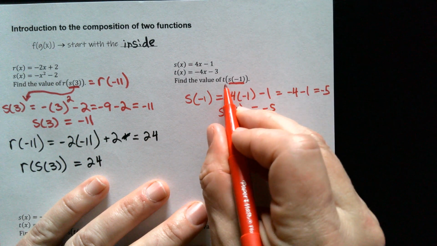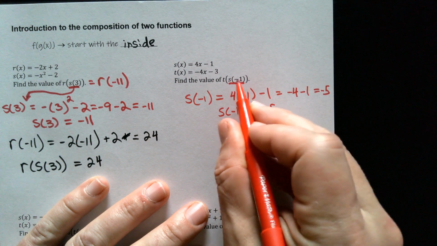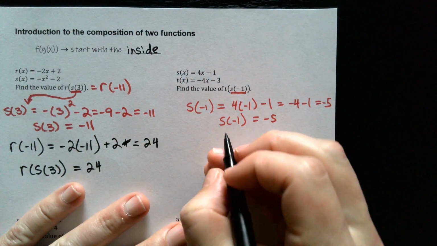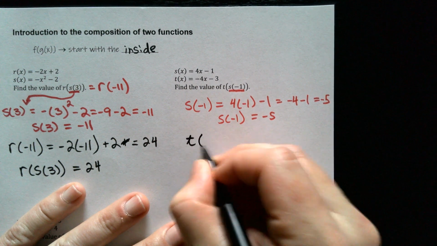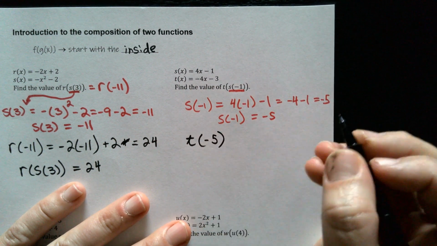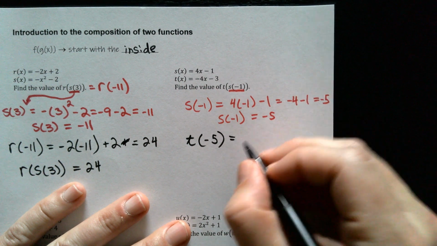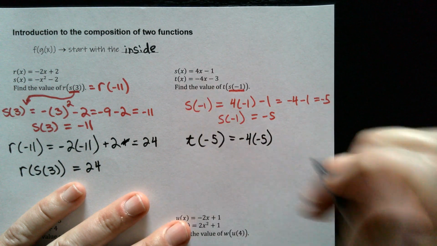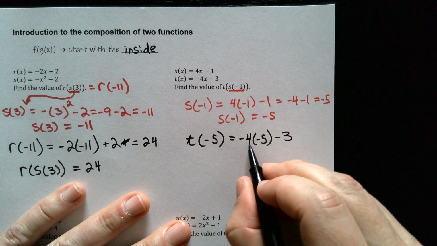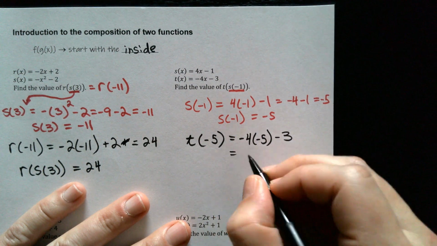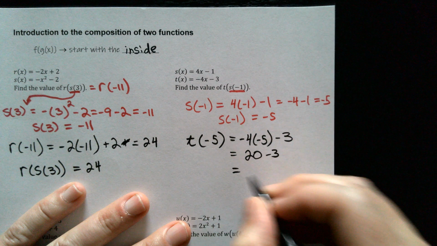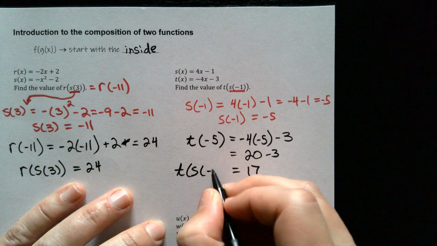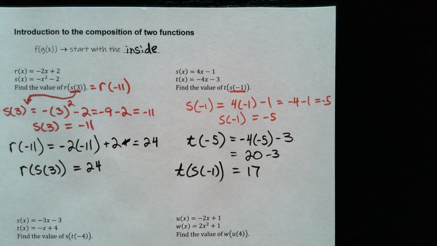So now instead of writing t of s of negative 1, we can replace the s of negative 1 because we know what that is. It's negative 5. So what we're going to find next is t of negative 5. We plug a negative 5 into the t function. So that's negative 4 times negative 5, replacing the x, and then minus 3. Negative times a negative is positive, so that is 20 minus 3, which is equal to 17. So t of s of negative 1 is equal to 17.